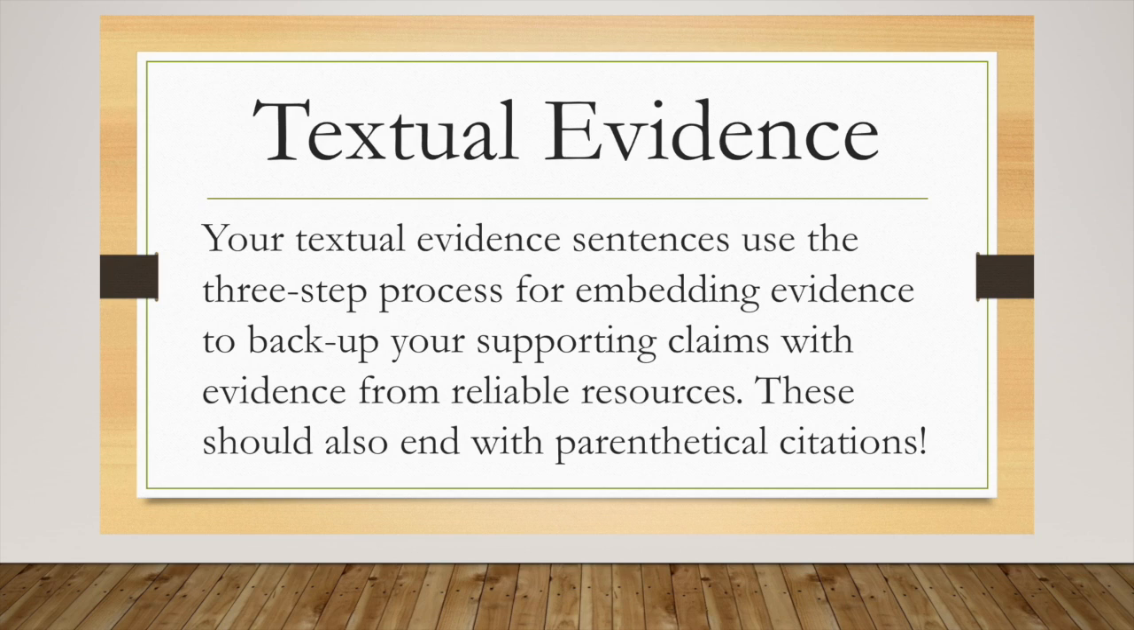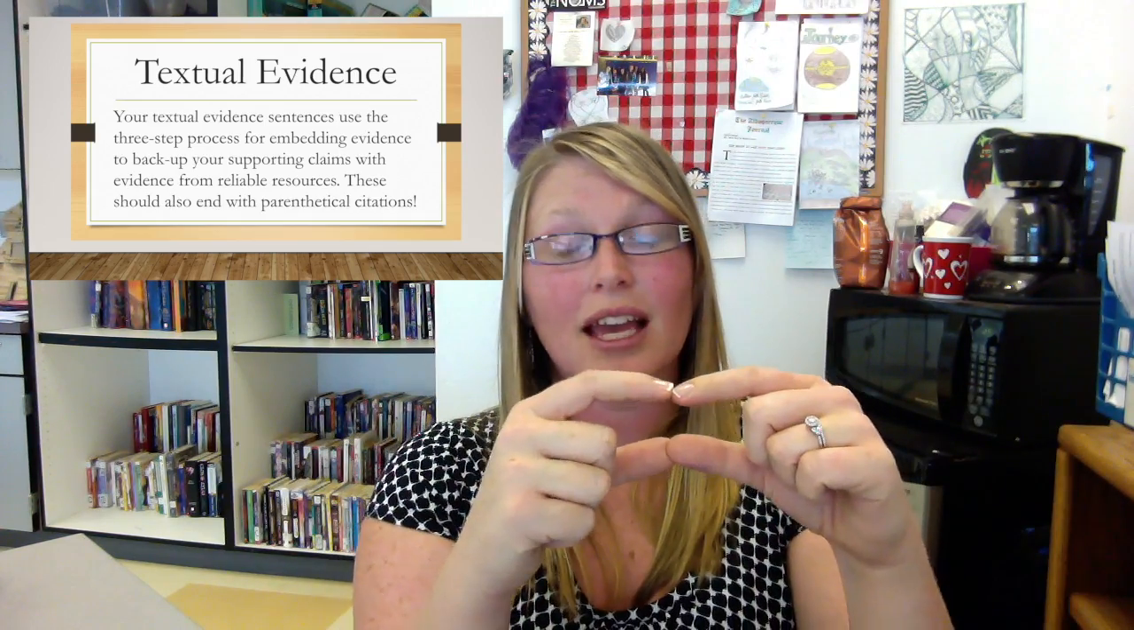And then you have textual evidence sentences, and these use that 3-step process for embedding evidence to back up your supporting claims with evidence from reliable resources. These should also end with parenthetical citations, as always. So if our first supporting claim is how the character was at the beginning of the text, then you should have a direct quote from the text illustrating that that character was what you said that character was. If that character started out very innocent, you need a quote proving that that character was very innocent.